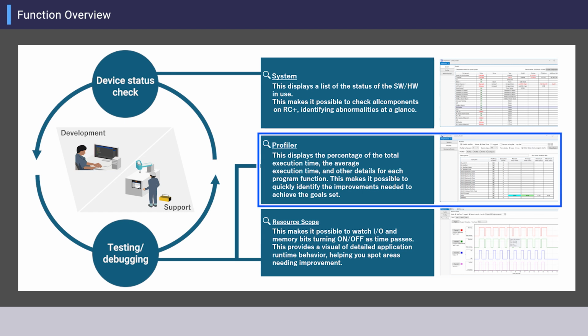Profiler. This displays the percentage of the total execution time, the average execution time, and other details for each program function. This makes it possible to quickly identify the improvements needed to achieve the goal set.